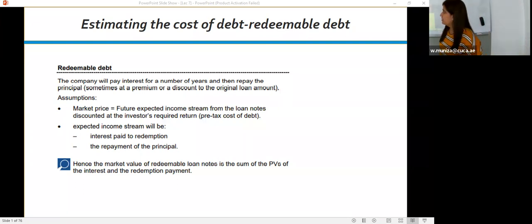As your slides are telling you, the company will pay interest for a number of years and then repay the principal, sometimes at a premium or discount to the original loan amount.